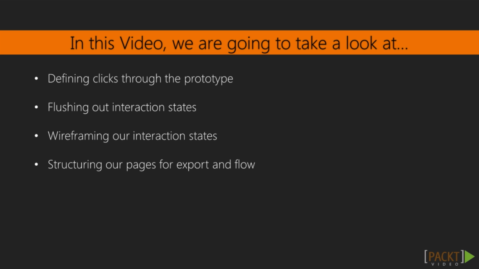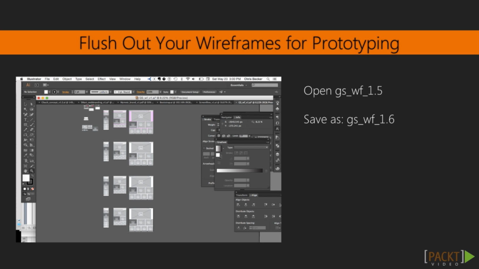In this video, we're going to improve our wireframe prototype for a clickable prototype. We're going to define the clicks through the prototype. We're then going to build out our interaction states, and we're going to structure our pages and labels for that experience flow. So let's get moving on to expand our clickable prototype.